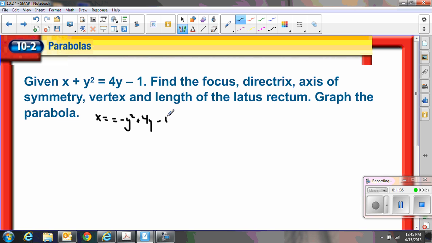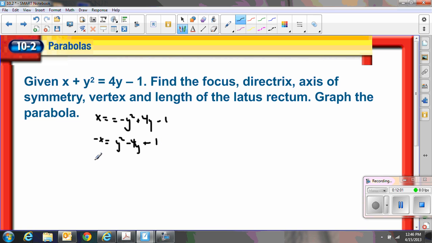minus 1. Now, if you remember when you complete the square, the major rule here is you cannot have any other number other than 1 in front of the y squared. So to fix that, I'm going to divide everything by -1. So we're going to say this is a negative x equal to y squared minus 4y plus 1.